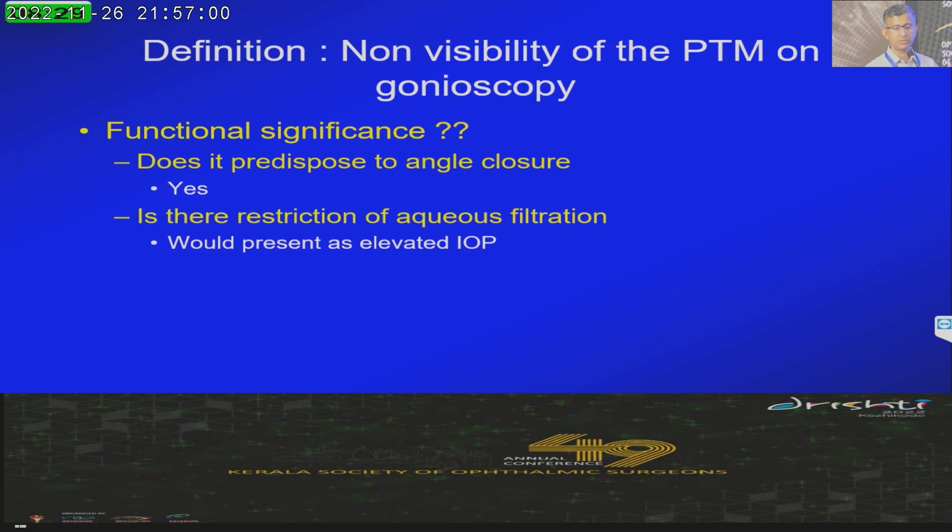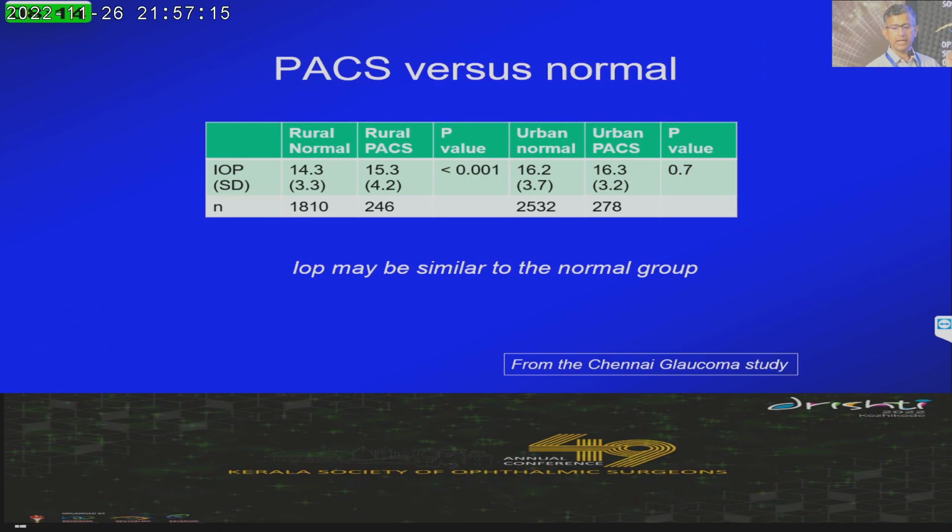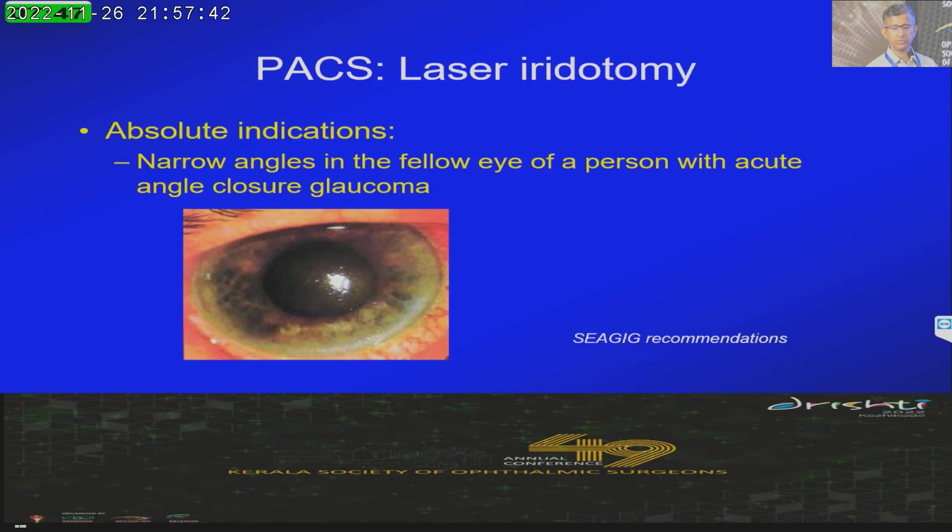It does predispose to angle closure, but it probably does not restrict aqueous filtration, because if it was causing resistance to aqueous outflow, your pressure would increase. And this is what I'm going to show you. These are the numbers of the intraocular pressures of people with PACS versus normal. And you can see that in the rural population the numbers were statistically significantly different, but in the urban population there was nothing there. And those numbers are not very different. So if the numbers are not very different, then this configuration is probably not doing very much to the eye pressures.